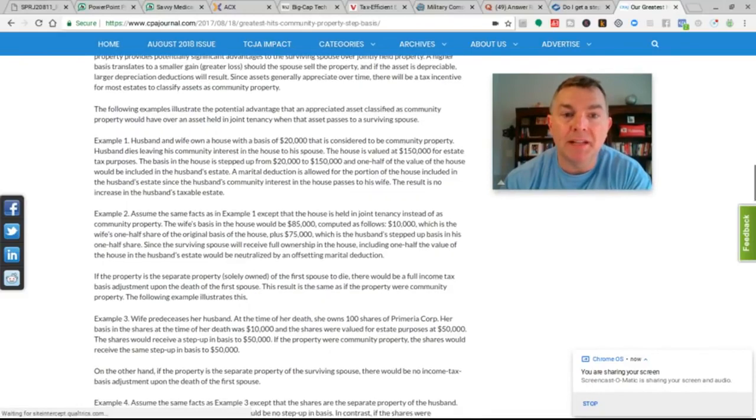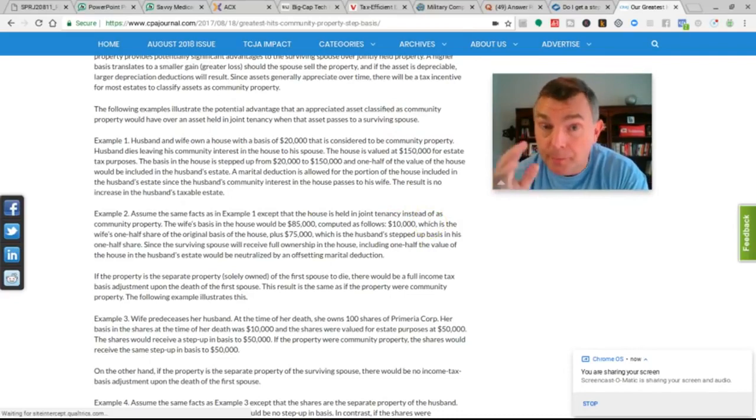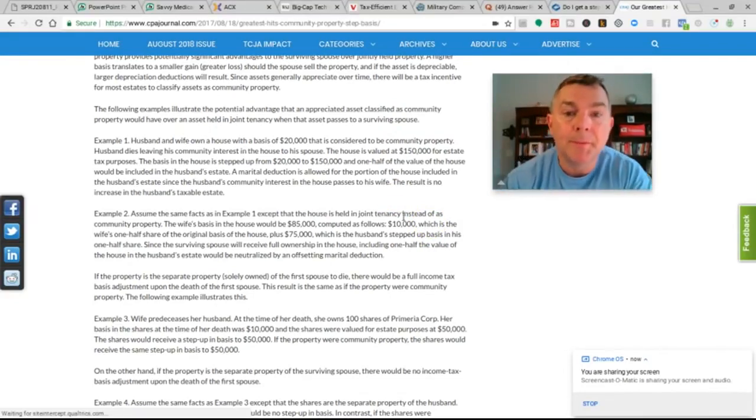Assume the same facts as in example 1, except the house is held in joint tenancy instead of community property. The wife's basis would be $85,000, computed as follows: $10,000, which is her half of the initial cost. So they paid $20,000, $10,000 to the husband, $10,000 to the wife. All right. And plus $75,000 because it appreciated to $150,000.